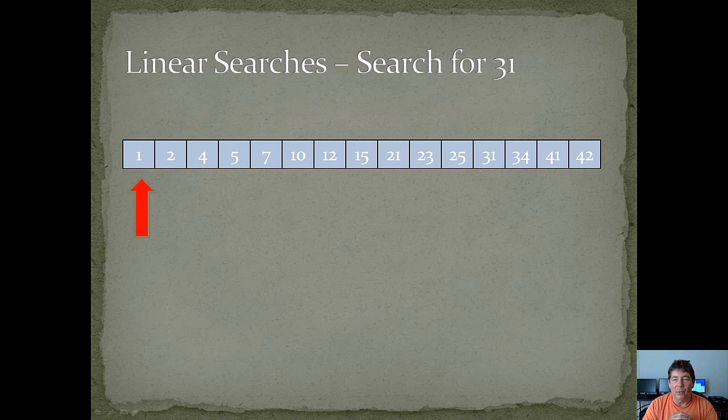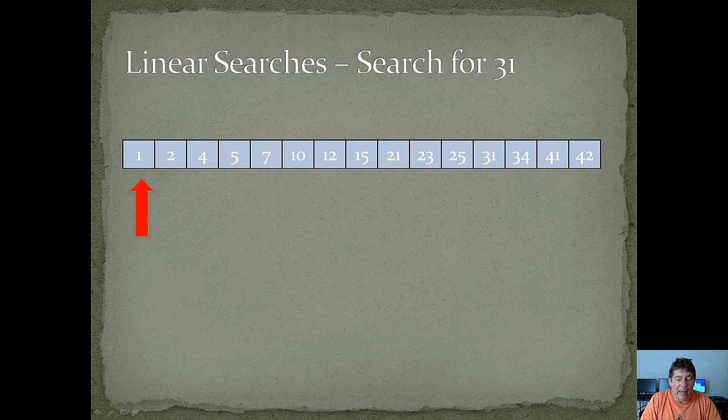Here you have a list of numbers. I believe there are 15 numbers here. And notice that they are in order. They're sorted. Okay, 1, 2, 4, 5, 7. They're not necessarily sequential, but they are at least sorted. No duplicates, and they're all sorted.